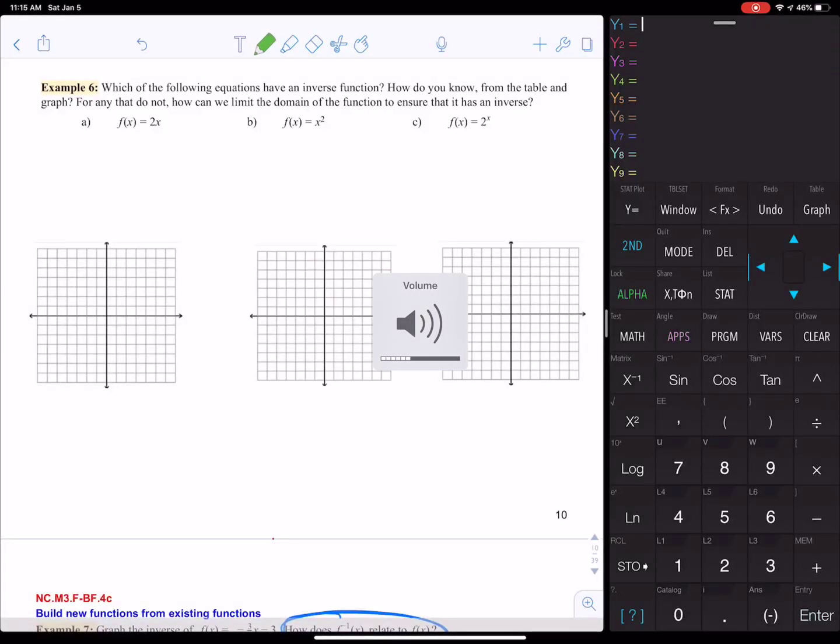It says, which of the following equations have an inverse function? How do you know from the table and graph? For any that do not, how can we limit the domain of the function to ensure that it has an inverse? So let's look at this first function.